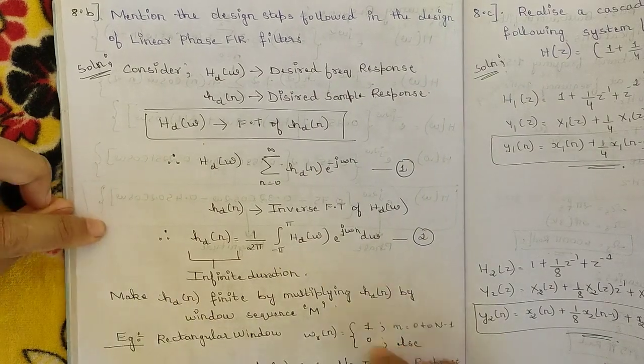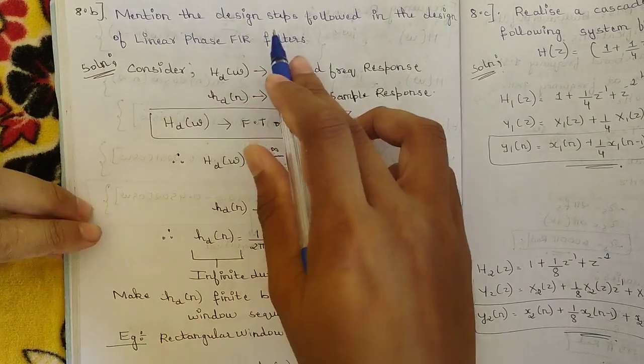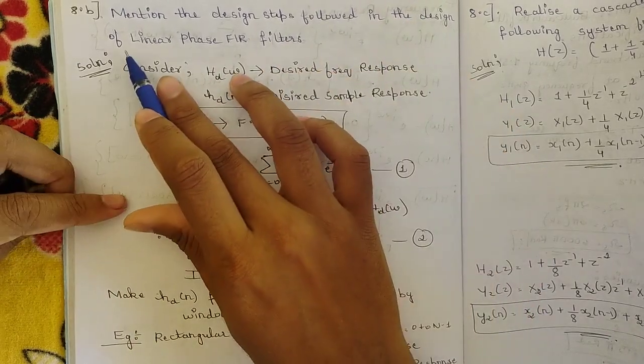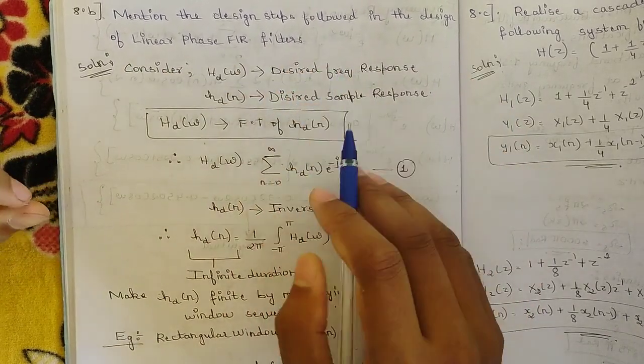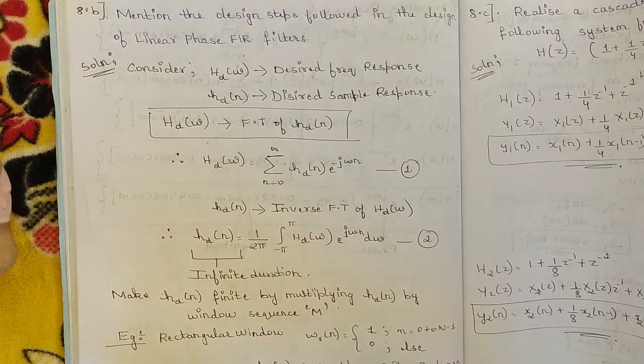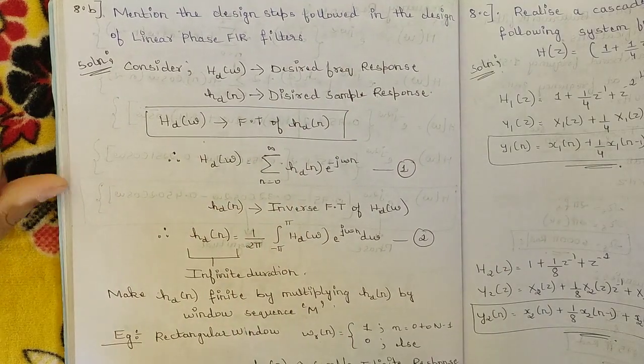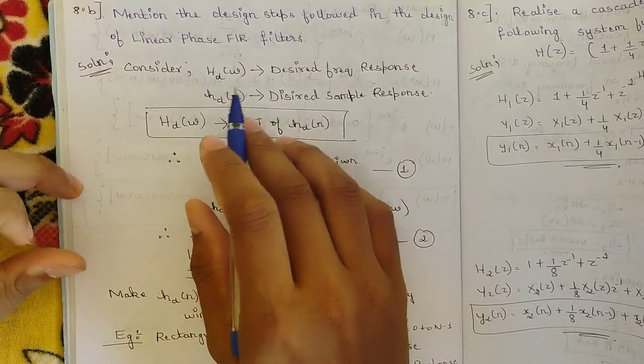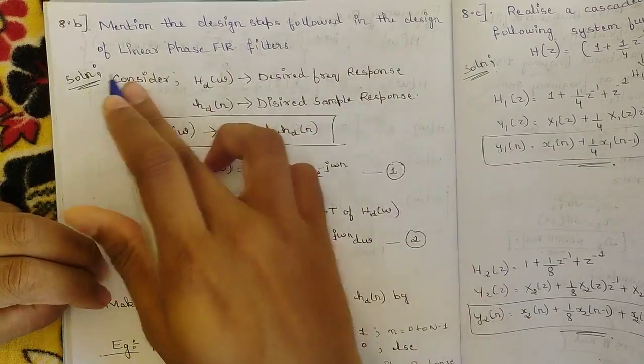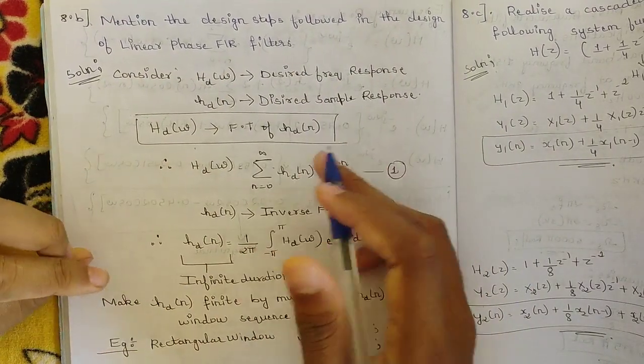So this is the next question, 8b. Mention the design steps followed in the design of linear phase FIR filters. Okay, so this is one basic theory question. In the model paper they have asked it. So the design steps to follow to design linear phase FIR filters are as follows.